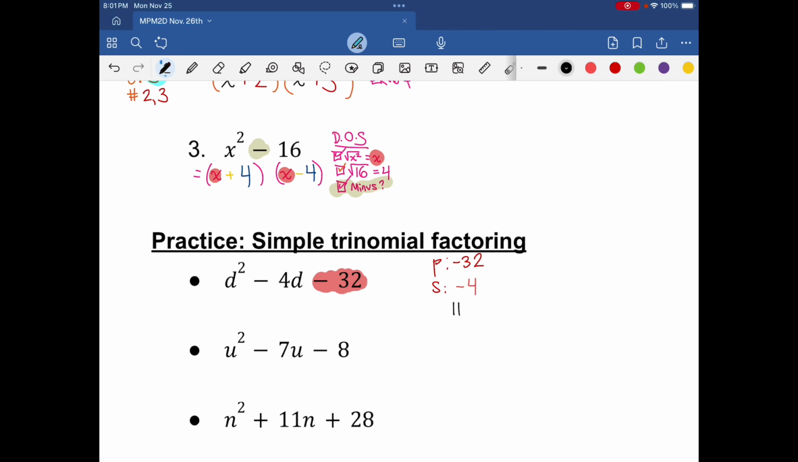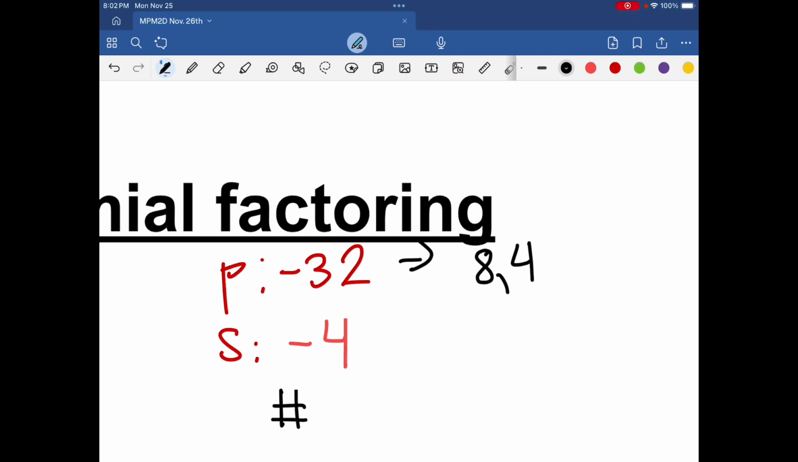And I'm going to try to find two numbers that multiply to make negative 32, but add to make negative 4. One way you can do that is find the numbers that multiply to make my product. So I know that's 8 and 4. And because my product is negative, I know that one of my numbers will be negative and the other one will be positive.